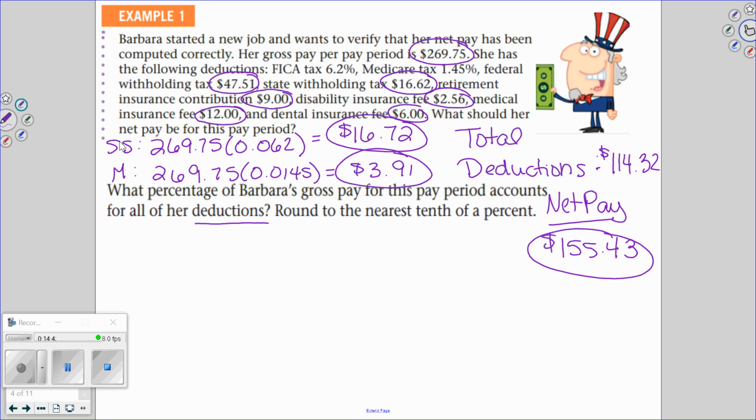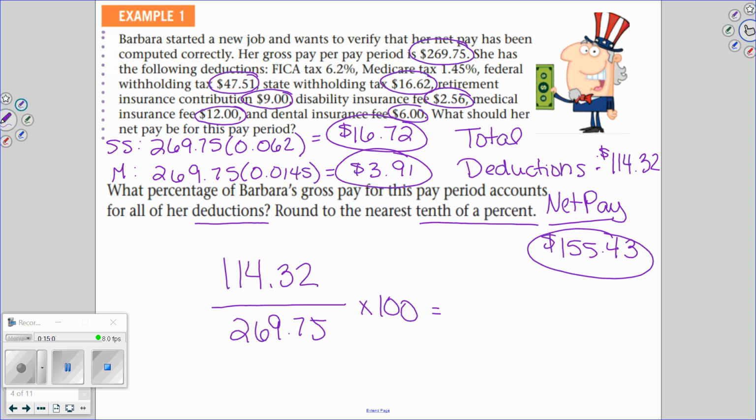So all of her deductions were 114.32. Out of a total, what was her total pay to begin with? 269.75. You're going to have to multiply that by 100 for those of you who don't do that in your head very well, because we want a percentage. And what percentage is it? 42.4%. So 42.4% of her entire paycheck is deductions.